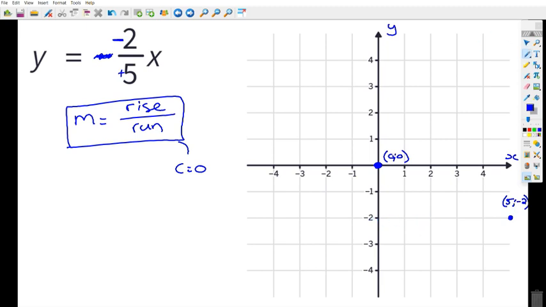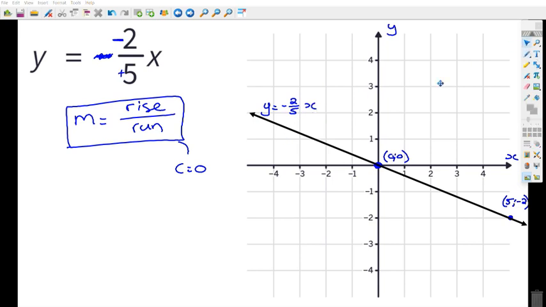Then I've got those 2 points, and I'm just going to draw my line straight through those 2 points. Bam, bam. There we go, that's my line. I birthed that line, so I need to give it a name. y is equal to negative 2 over 5 x.